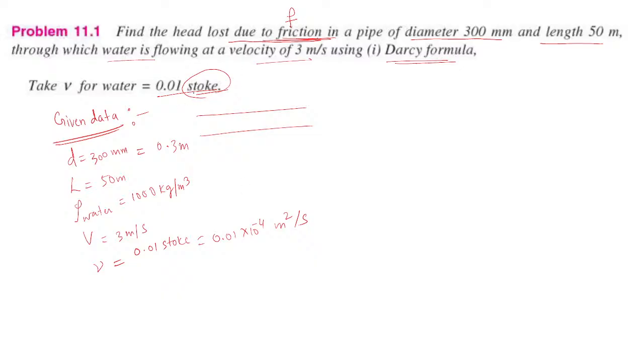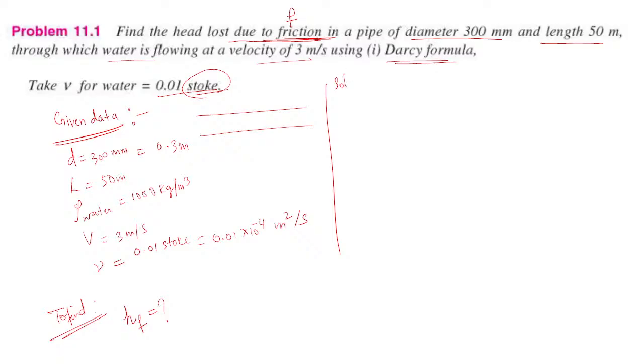Okay, so in place of Stoke they might have given poise. So anything is possible. So keep in mind that how to convert it from poise to Newton second per meter square, and from Stoke to meter square per second. Fine. So these are our given data. Now to find, right? Now here what you have to find, they have asked the head loss due to friction. That means in this particular problem we need to find what is h_f, right? h_f that we have to find.